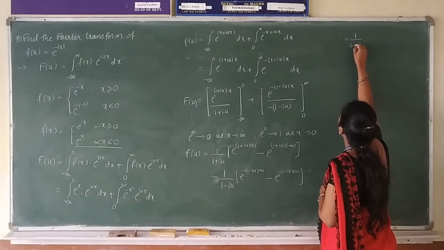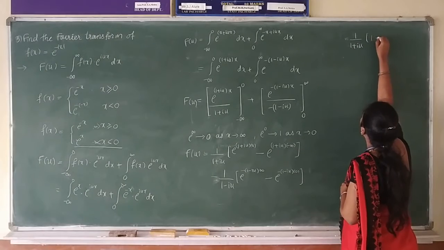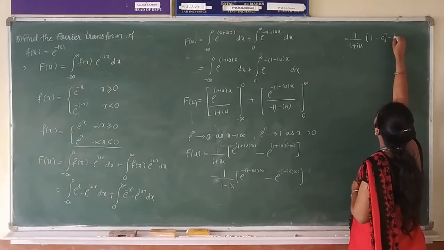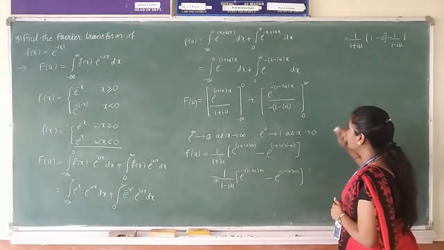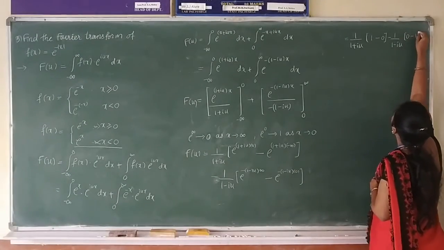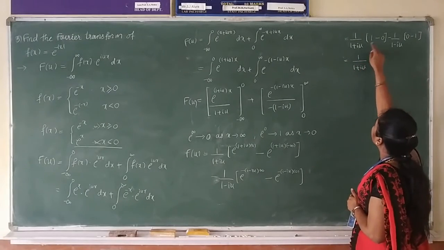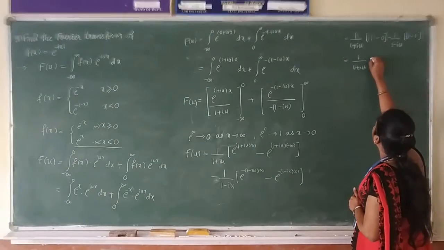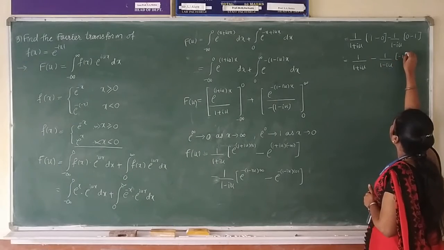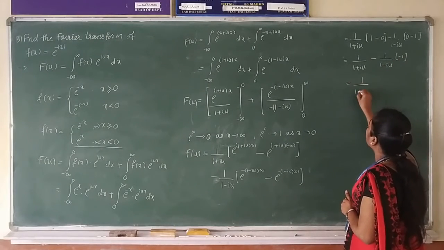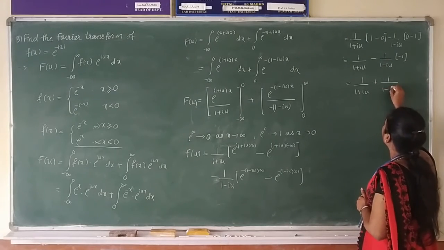1 upon 1 plus iu into bracket, this becomes 1 minus 0. Next 1 upon 1 minus iu into bracket, this term becomes 0 minus 1. Next this is 1 upon 1 plus iu, 1 minus 0 is 1, 1 into 1, 1. Next minus 1 upon 1 minus iu into bracket minus 1. That is 1 upon 1 plus iu, minus into minus plus, 1 upon 1 minus iu.